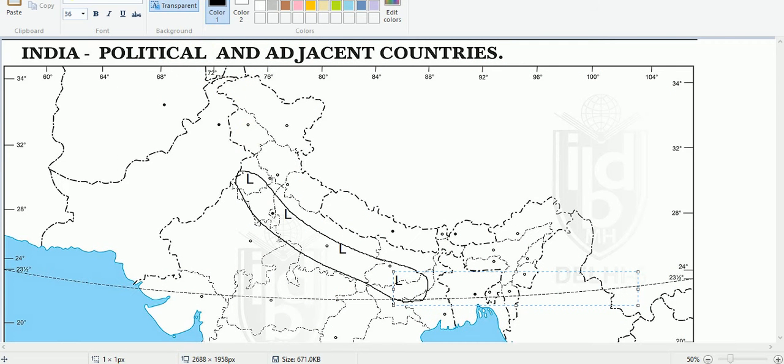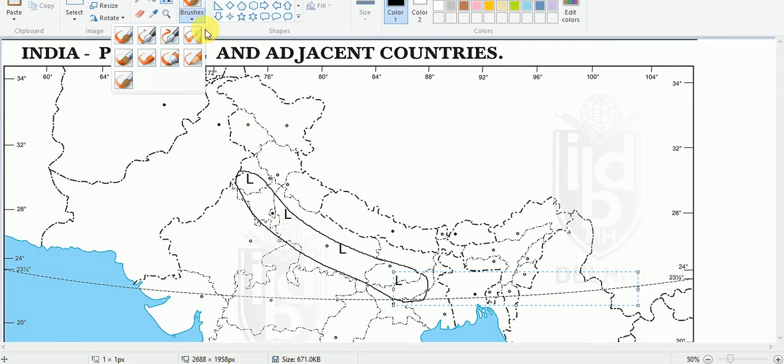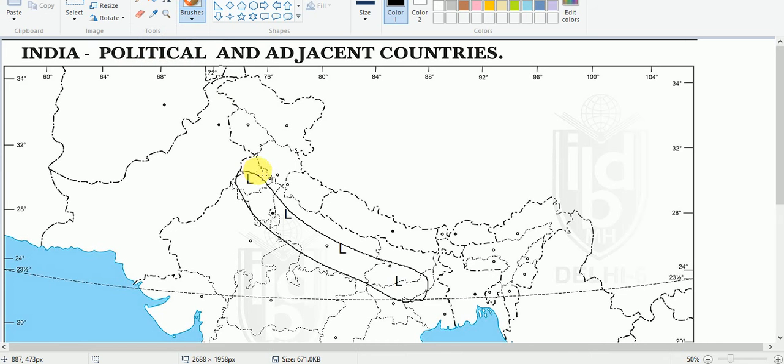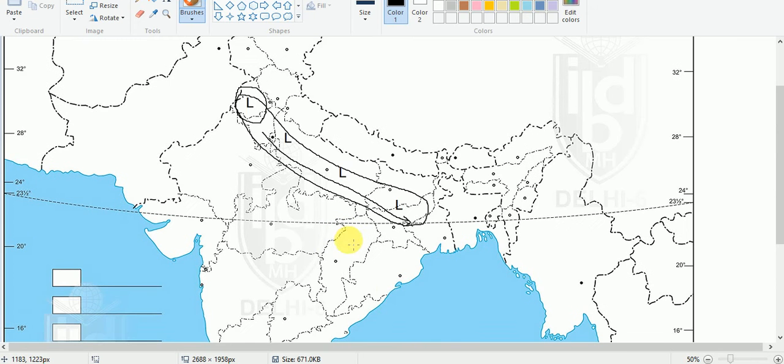So let me repeat. When the summer season sets in, by the end of March or April, a low pressure is developed in the northwestern part of India, and this low pressure is extended up to Patna and the Chotanagpur region. And because of this, wind is blowing from the sea towards the land.